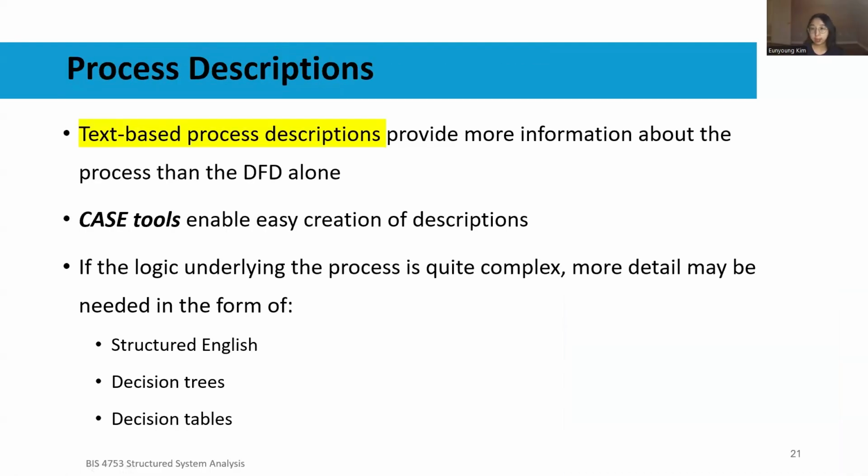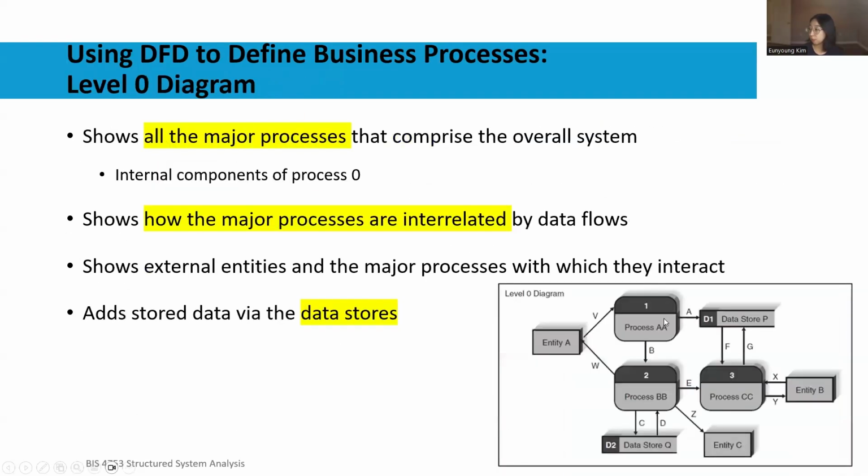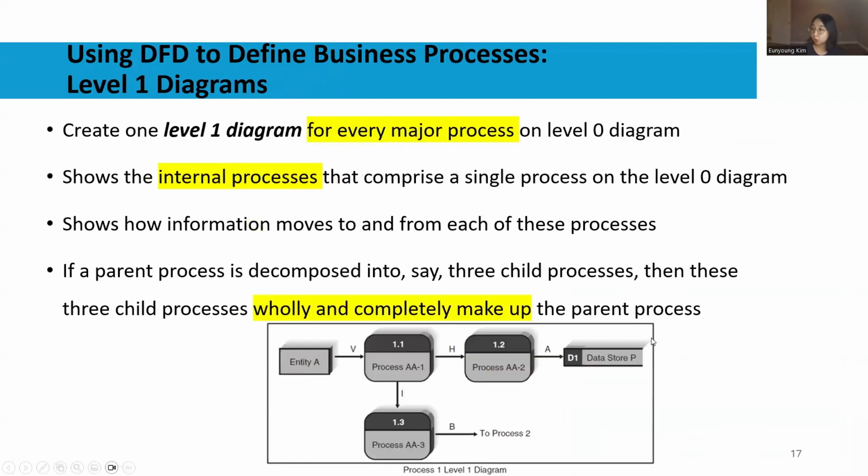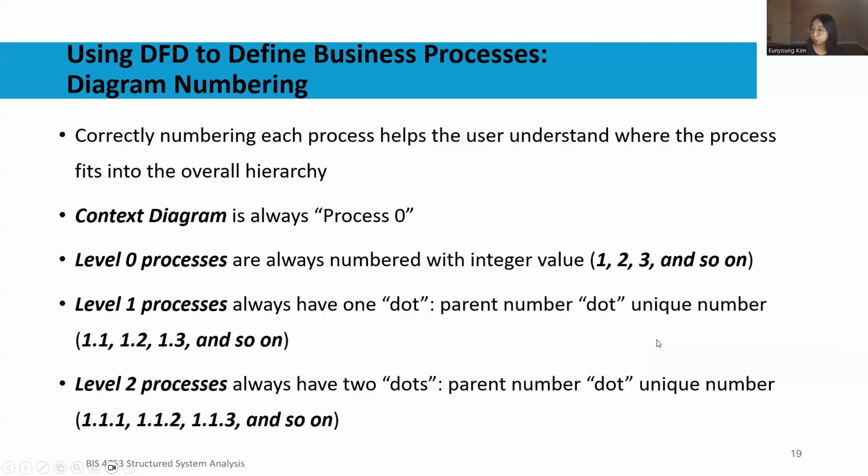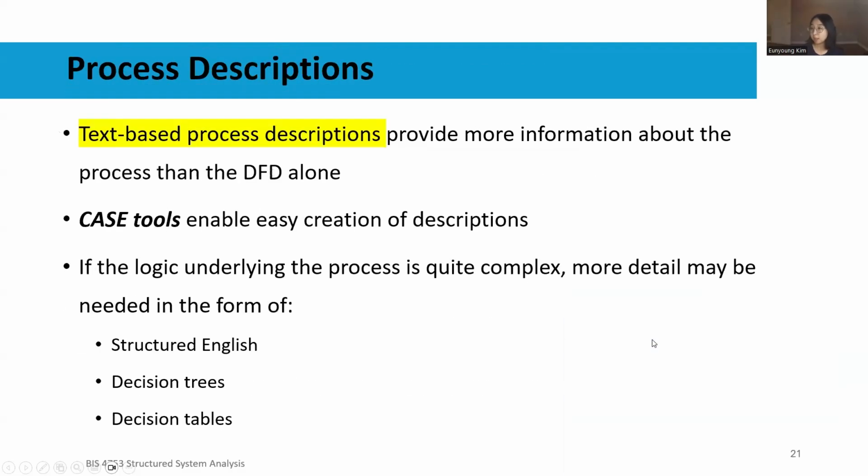And when you use the CASE tool, you can also enter the text-based process description because as you can see here, you may want to see much more detailed information about process AA. For example, what is the trigger? What is the condition, right? So for that, you can also add the structured or text-based description when you use the CASE tool.